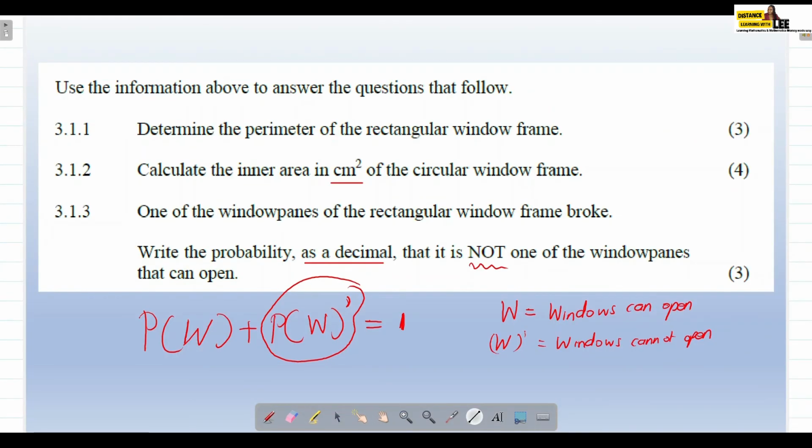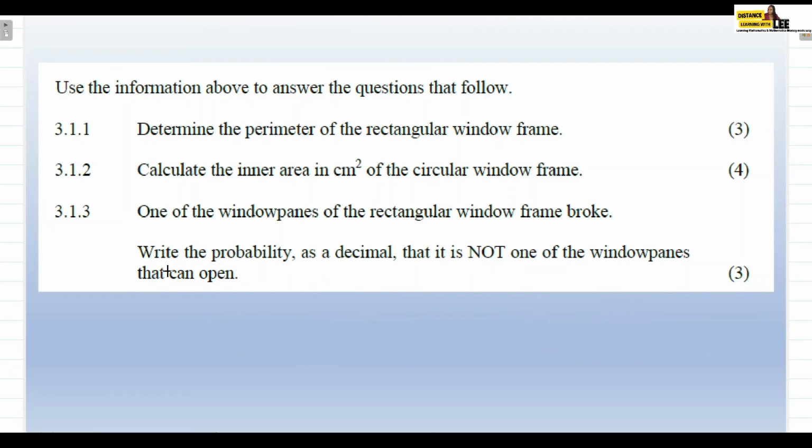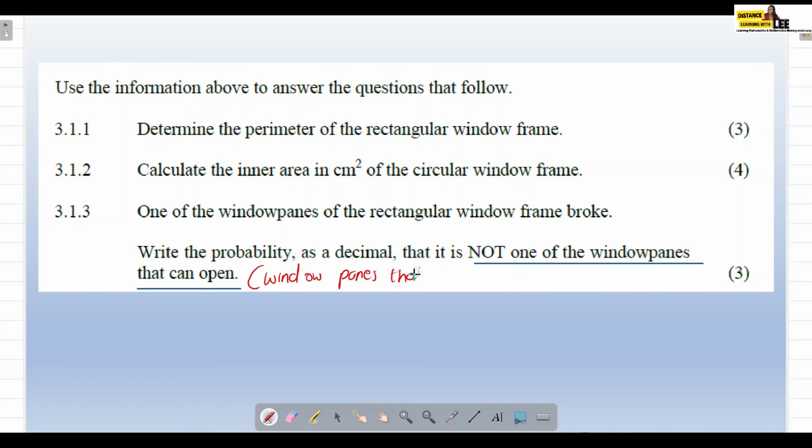It just needs you to really grasp what this question is actually asking from you. Write down the probability that it is not one of the window panes that can open. In this case, that basically tells us that our favorable outcomes is not one of the window panes that can open. So in other words, our favorable outcome is the window panes that cannot open. It's a bit tricky there.